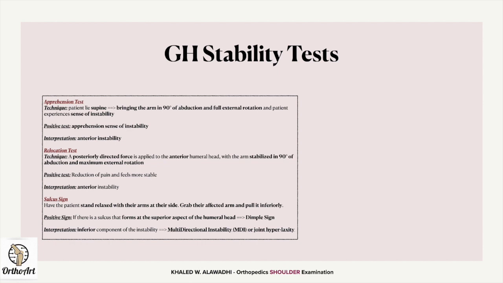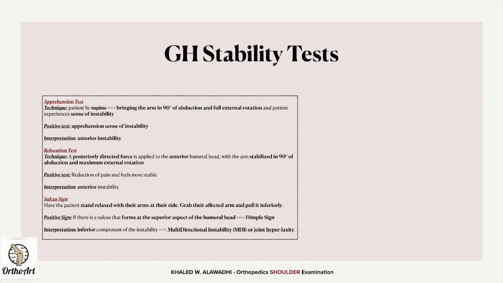Then you have the glenohumeral joint stability test. You have three tests: the apprehension test, or some people call it the dislocation test, where you are attempting to dislocate the patient or giving the sensation that the shoulder is being dislocated. The second test is the relocation test, where you are relocating the glenohumeral joint. Then the sulcus sign. It's the same as the apprehension test, however you're pulling downwards, so you are trying to exaggerate the dislocation.